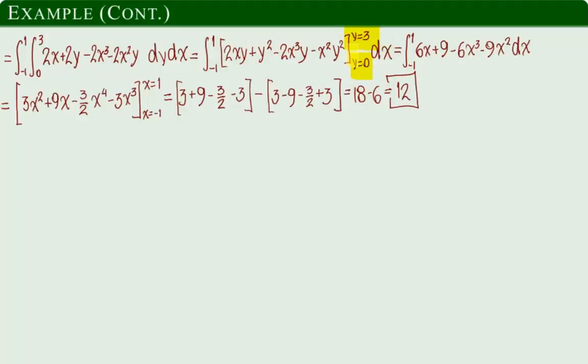Then I plug in y equal to 3 and y equal to 0, and I obtain this. And then I integrate with respect to x, that is my last variable, and I'm going to plug in x equal to 1 and x equal to -1 here, and I am going to obtain that the answer is 12.